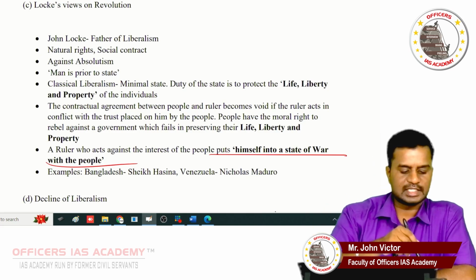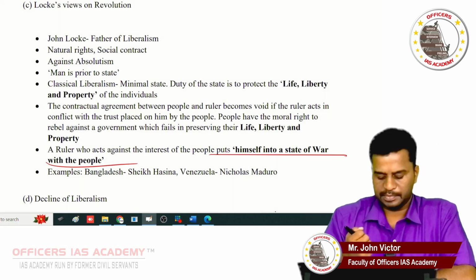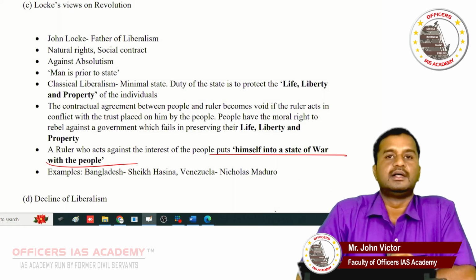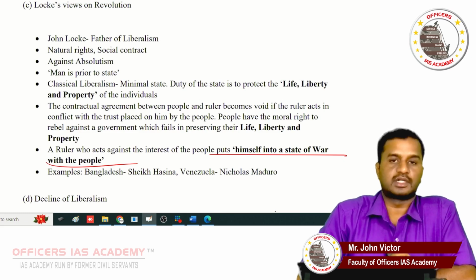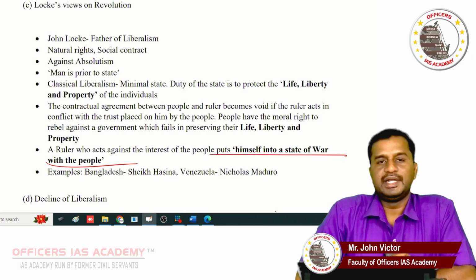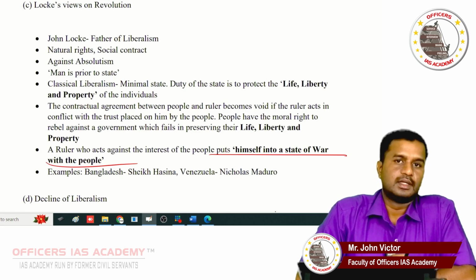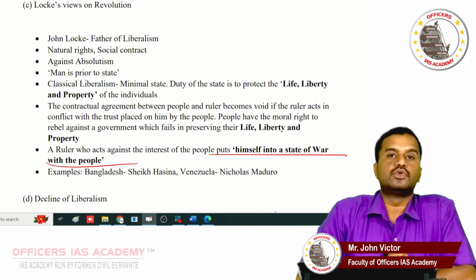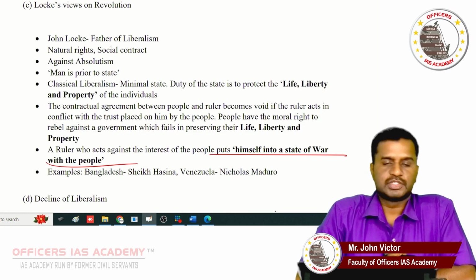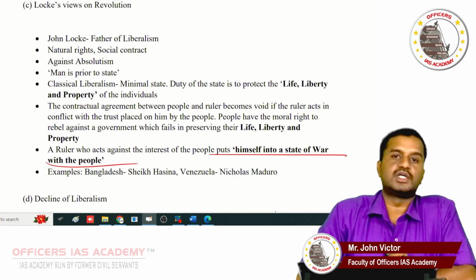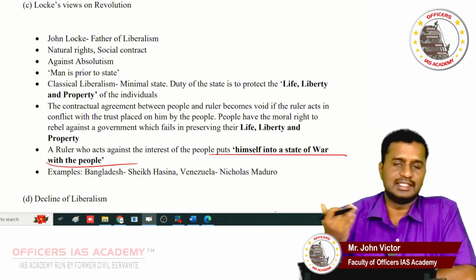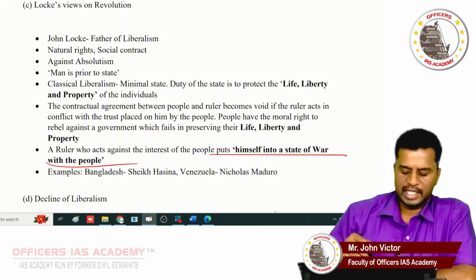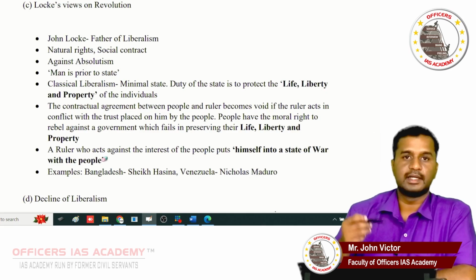You can give many examples from the current period. Sheikh Hasina recently lost her power in Bangladesh because she lost the trust of the people. Many dictatorial rulers also often lose the trust of the people. However, they continue to rule with an iron hand. Venezuela is an example where the government has lost the trust of the people. It is an example of a failed state. So you can give these as examples to explain Locke's concept of revolution.